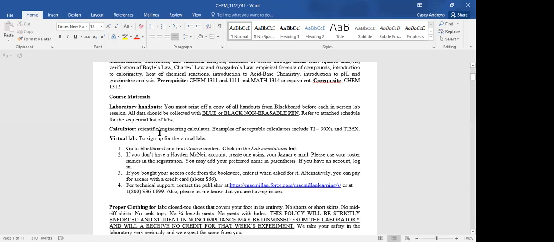You should also have a calculator for this lab. You will be doing some calculations. All you need is a simple scientific calculator. You do not need a fancy graphing calculator. Like a TI-30 runs you like $11 maybe. Basically something that does a square root, something that does different powers, x to the power, and all those good things.